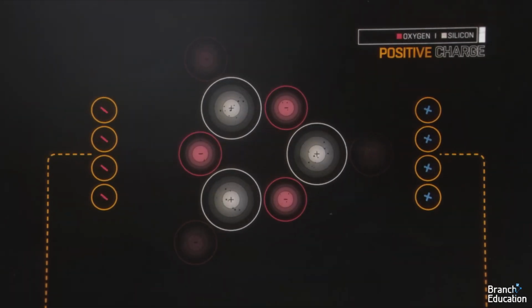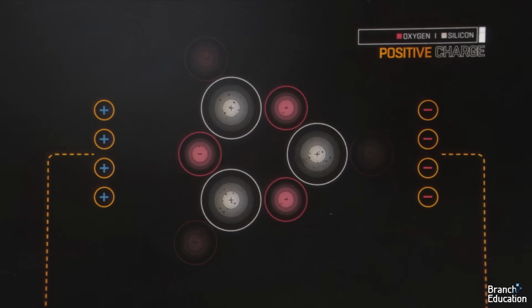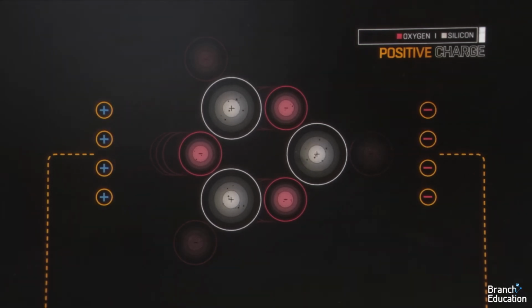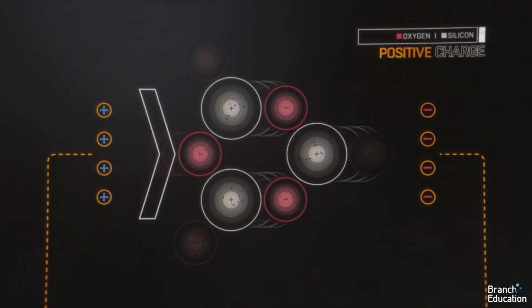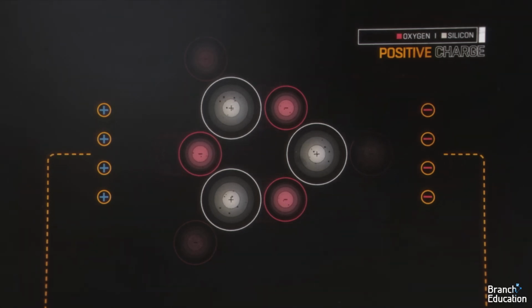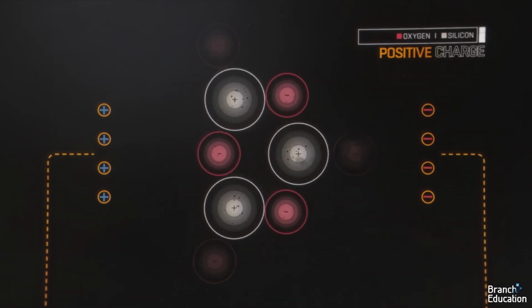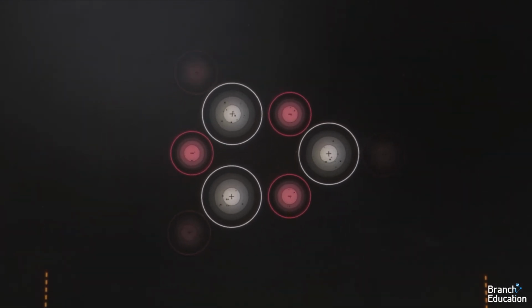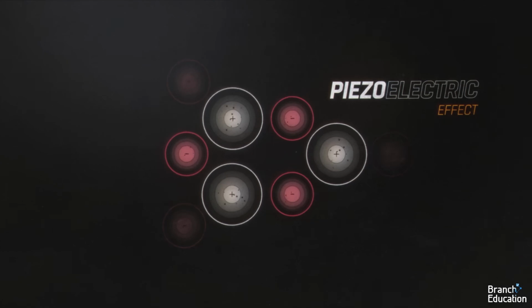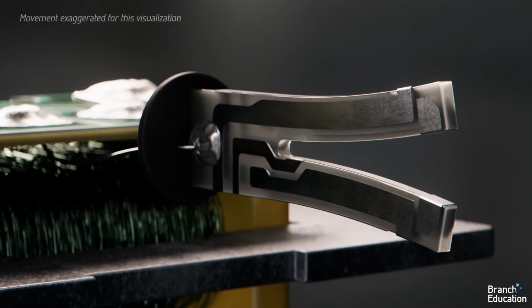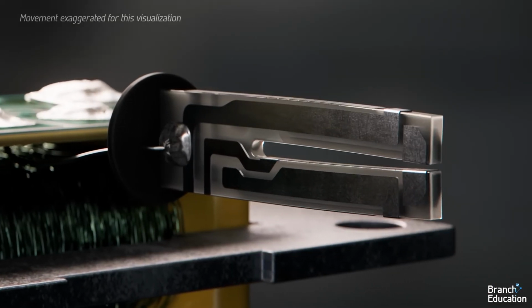Conversely, when a positive charge is applied, oxygen moves toward the positive charge and the silicon away, and as a result, the crystal lattice shrinks in length. This lengthening and shrinking along the length of the crystal lattice, called a piezoelectric effect, causes the leg of this tuning fork to move back and forth.